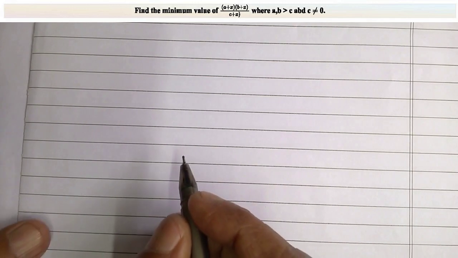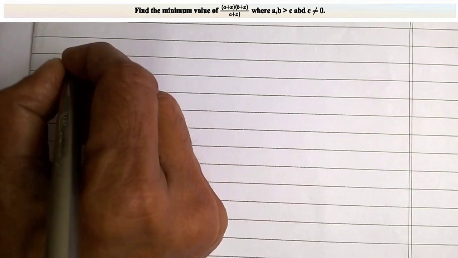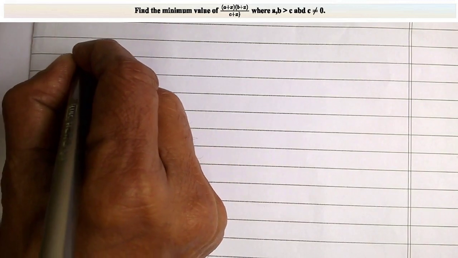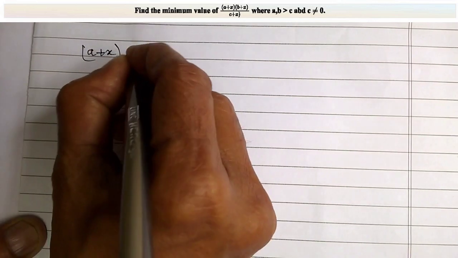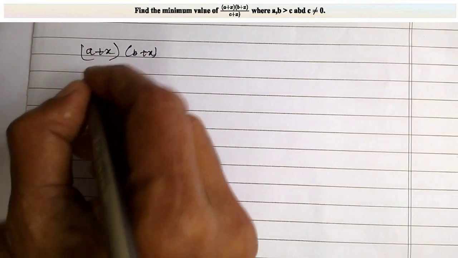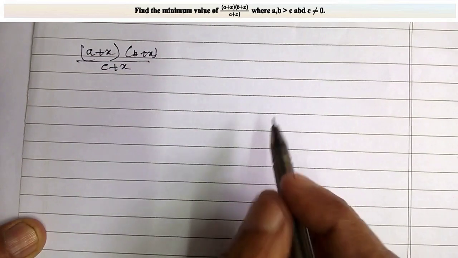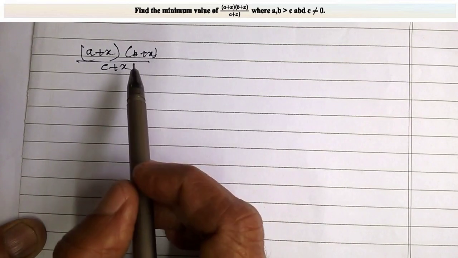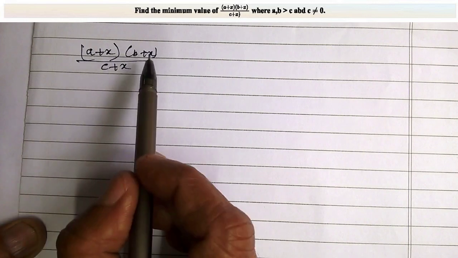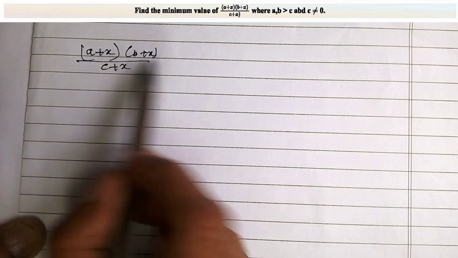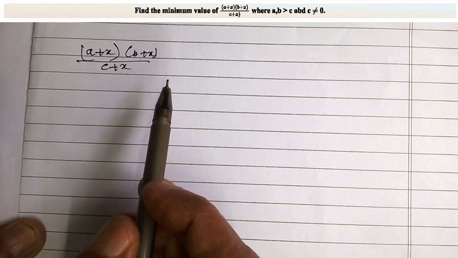Now, solving. The given expression: look at the expression. Obviously, it is a rational function. The numerator is a polynomial of degree 2 when multiplied out, and the denominator is a polynomial of degree 1.